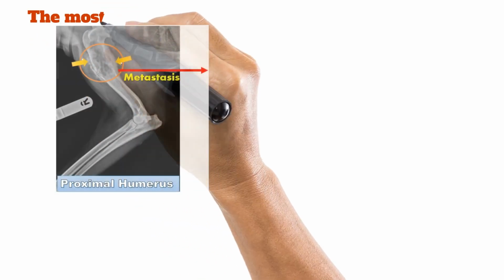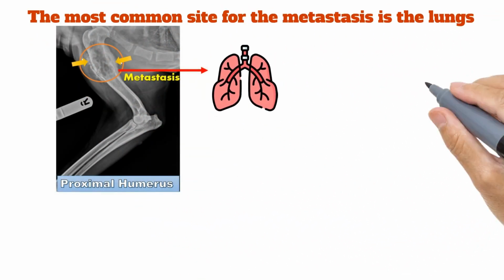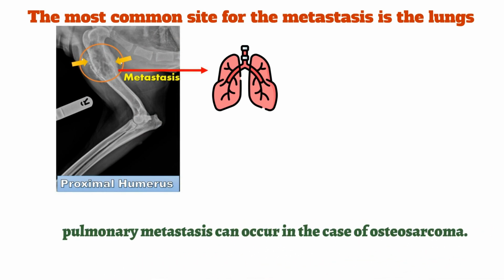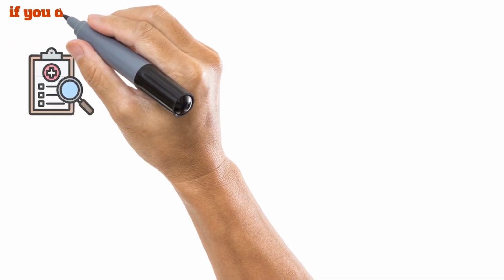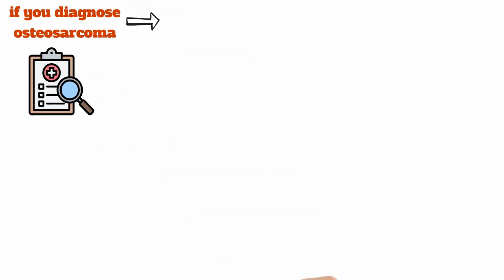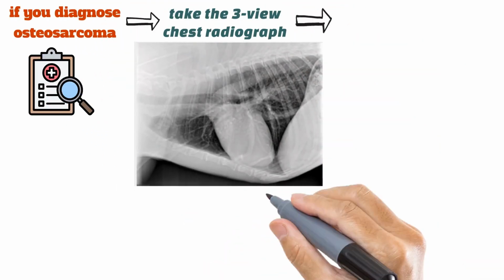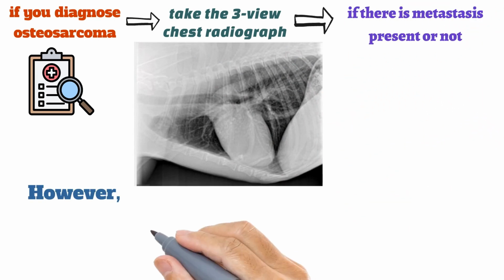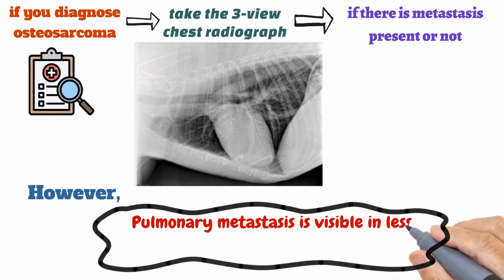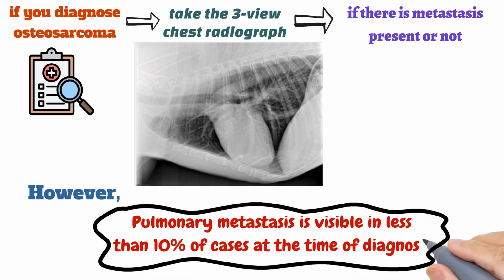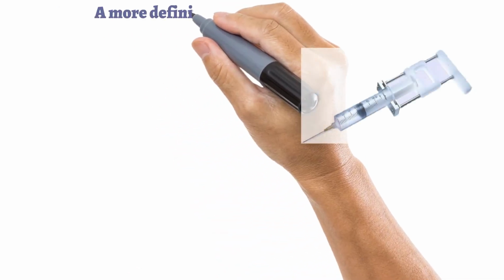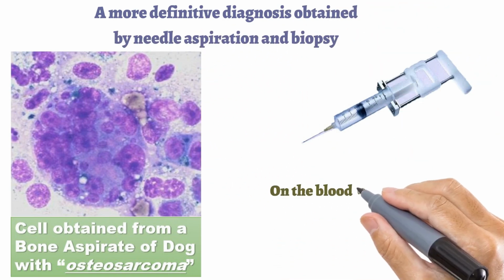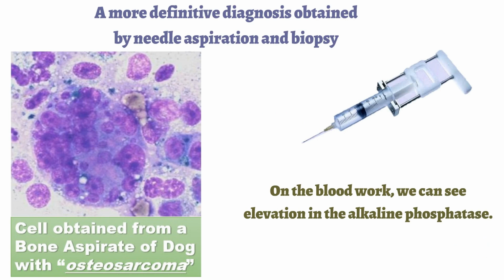The most common site for metastasis is the lungs. So remember, pulmonary metastasis can occur in the case of osteosarcoma. So it is important that if you diagnose osteosarcoma, then take a 3-view chest radiograph to see if there is metastasis present or not. However, pulmonary metastasis is visible in less than 10% of cases at the time of diagnosis. A more definitive diagnosis is obtained by needle aspiration and biopsy. On the blood work, we can see elevation in alkaline phosphatase.